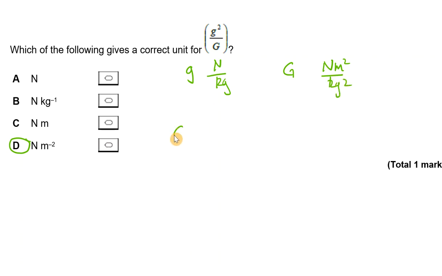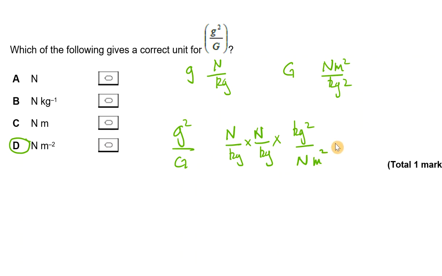So what we're doing here is we're going to have g squared over G, and that's the same as newtons per kilogram, because it's squared, I'm going to put that in twice or multiply it by itself, and G I'm going to multiply by the reciprocal of this, so that's kilograms squared over newtons and meters squared.